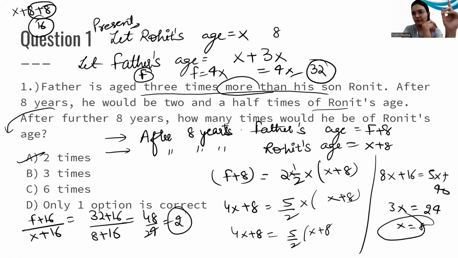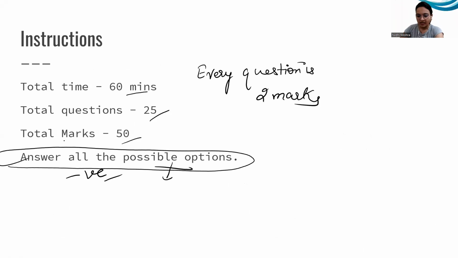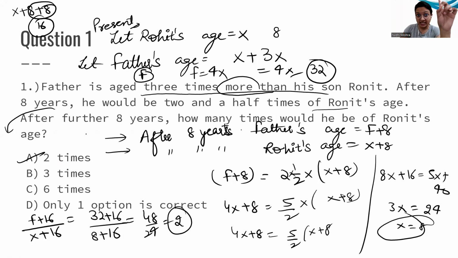Very bad, you know. Ma'am, what happened? I have solved the question. My dear friends, what you have to do? Answer all the possible options. In this type of questions, answer all the possible options. There can be more than one answer. Please check all the options. Only do elimination of options technique here. Okay. Elimination of options. Very important.